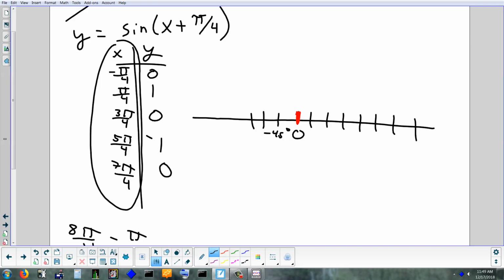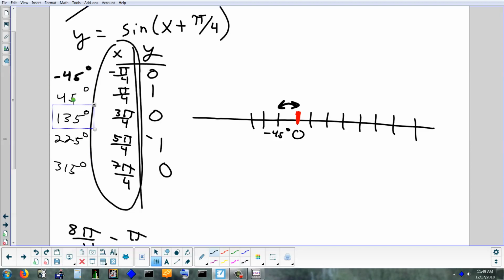Since I put negative 45 where I did, how much is it worth to get from one tick mark to the next? Like how much is each mark worth? 45 degrees. Each mark is worth 45. Now, let me write these numbers down: negative 45, 45, 135, 225, 315. What's the spacing between each x value? Like, what do you add to this one to get the next one? Yeah, 90. You add 90.